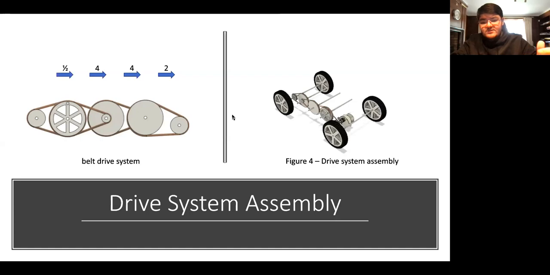Diagram 4 demonstrates the drive system assembly. Compound gears were used in order to achieve the desired gear ratio of 1:16, where there is a step down by a factor of half from the motor gear to the stopper gear, which is necessary for measuring the distance. That will be discussed later.